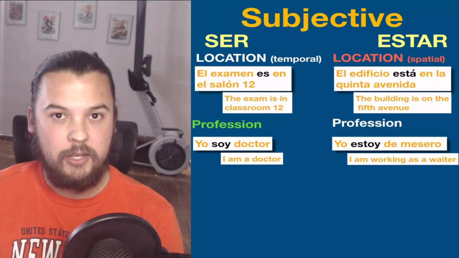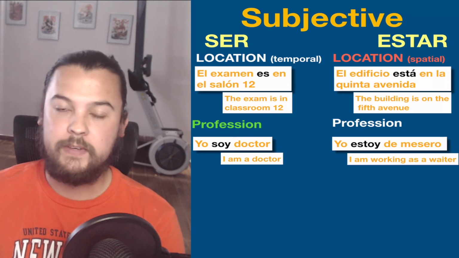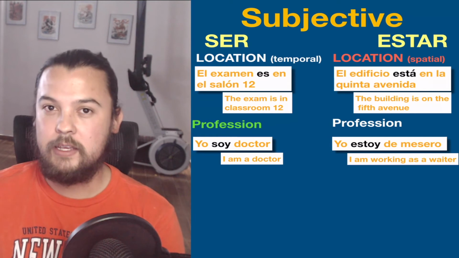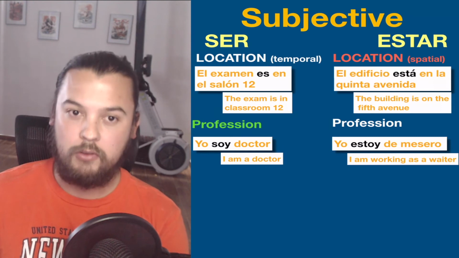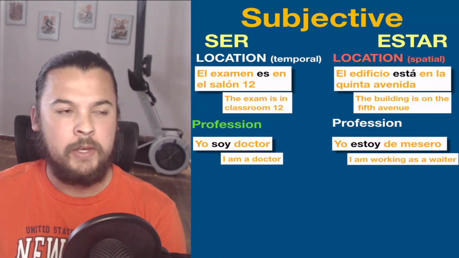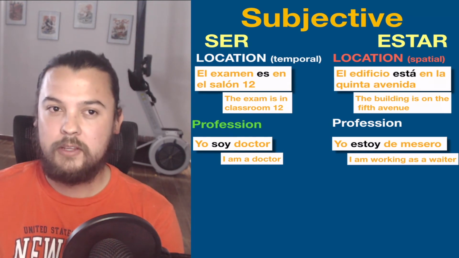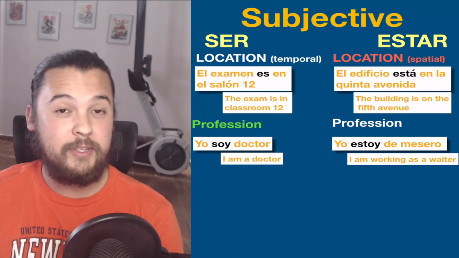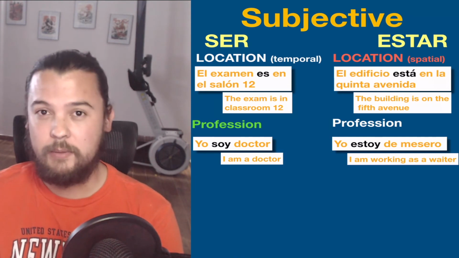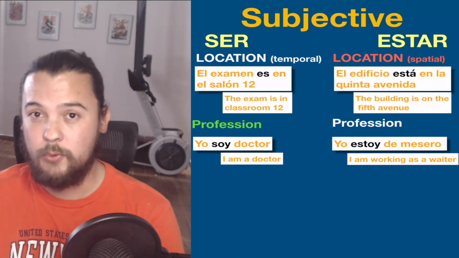Yo estoy de mesero. Notice that you need to use the preposition de between the verb estar and the job. Whereas in the verb ser, you just use the verb ser plus the job. Yo soy doctor. Yo estoy de mesero. You could have said, yo estoy de doctor, but that is not then your official job. Your official job could be a lawyer, but then you are probably pretending or working as a doctor, but you are not a doctor because you didn't study medicine at university. So that's how you can say that you're doing probably a gig over the weekend.